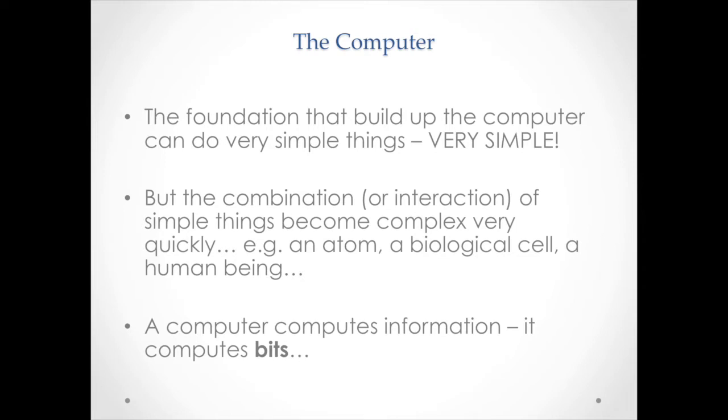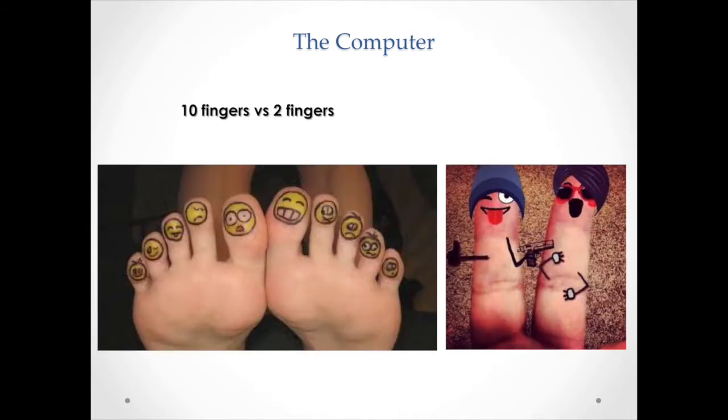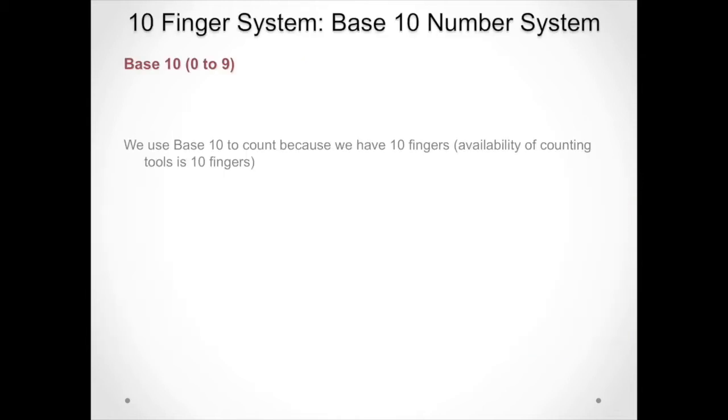A computer computes information. It computes bits, which are actually binary digits. We'll have a look at this example. We have 10 fingers, so we are actually calculating using base 10 numbers. Once we have a 10, then we increment, and it becomes the next magnitude in that order. Computers really have 2 fingers. That's why it uses the binary base 2 number system to calculate information.